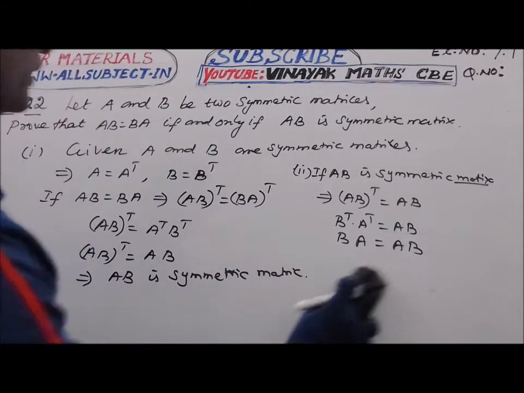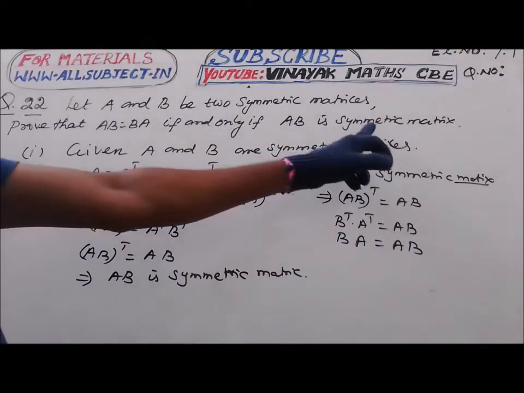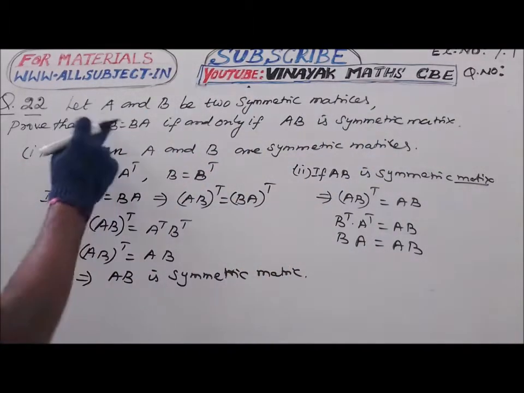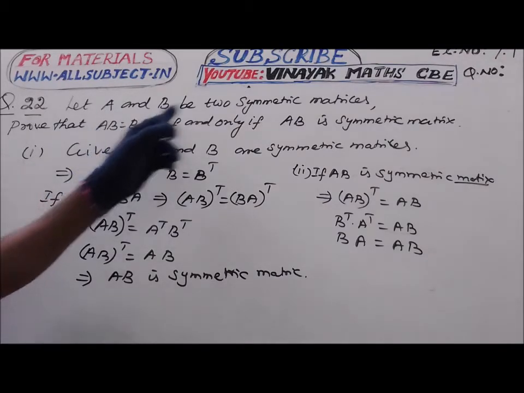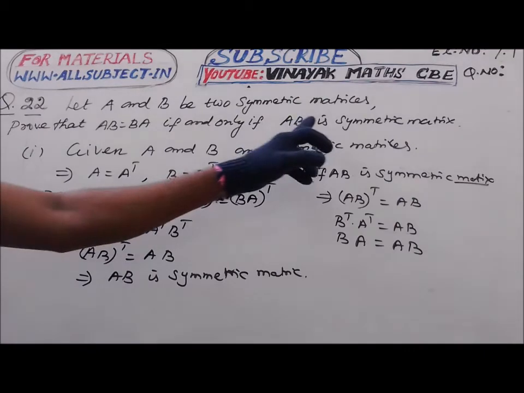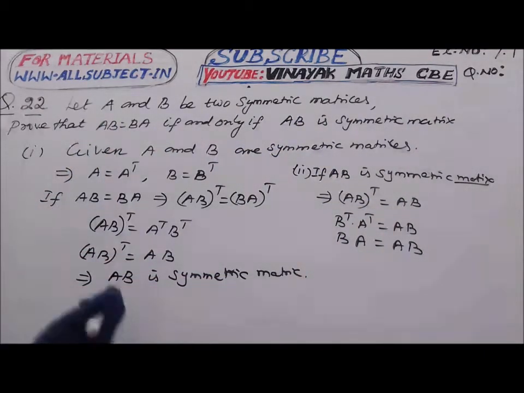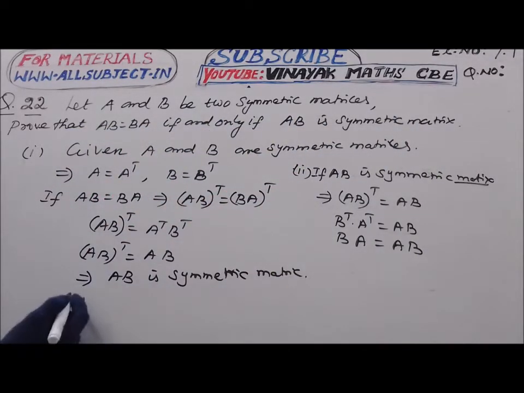If and only if means we should prove by taking the condition and then we should prove the second result, and then taking this as condition and we should prove the previous one. So this is the method to prove if and only if is given. So for the two cases, we have proved when AB equal to BA, AB is symmetric matrix, and taking AB as symmetric matrix, we have proved AB equal to BA. So this means AB equal to BA if and only if AB is symmetric matrix. This shows the required result.